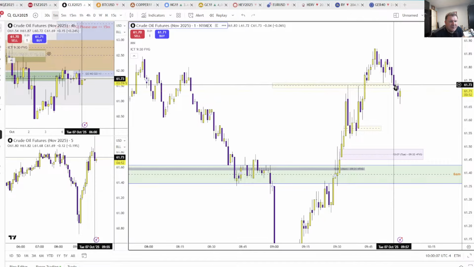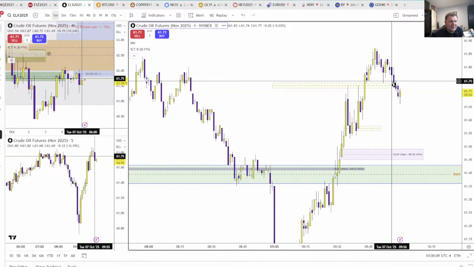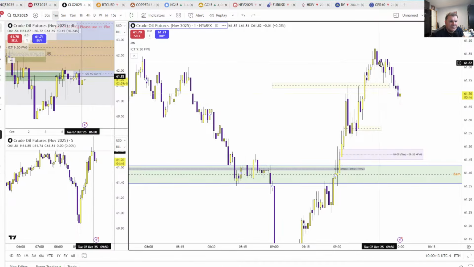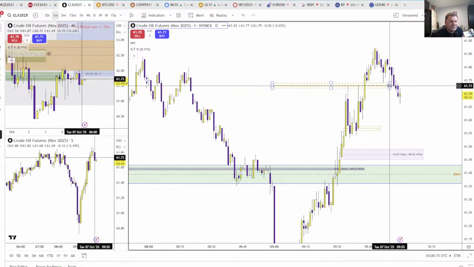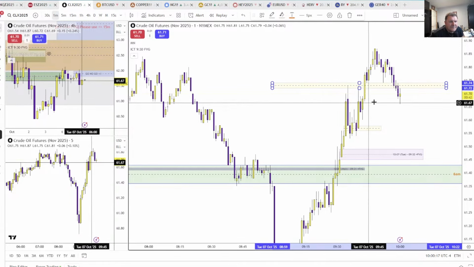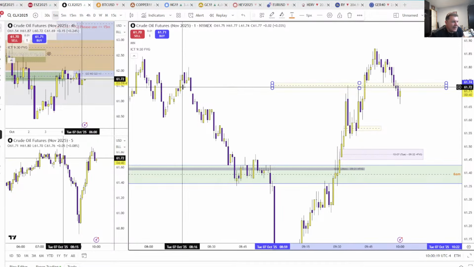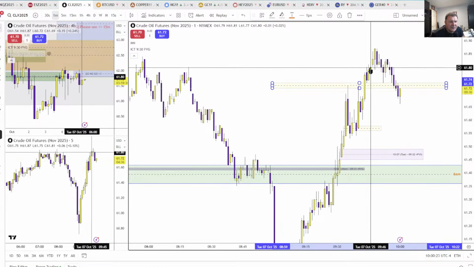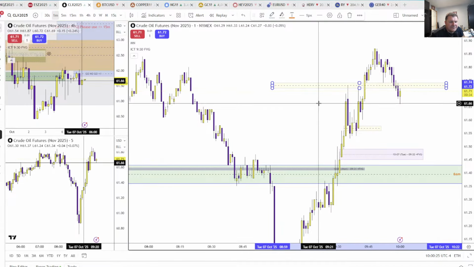So wait for it to get below here. It does. Trades back into it right there. You're short. You're inside this range now. So you're short oil. Or you're just waiting for that one to get broken again to the downside. Come back, tap it, go short. Stop loss would sit up here.